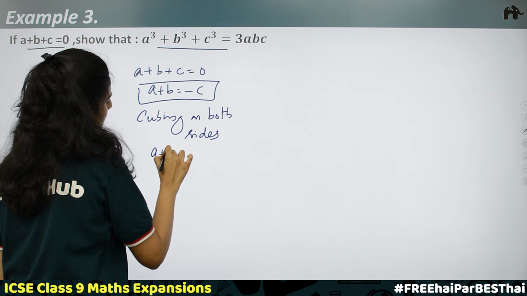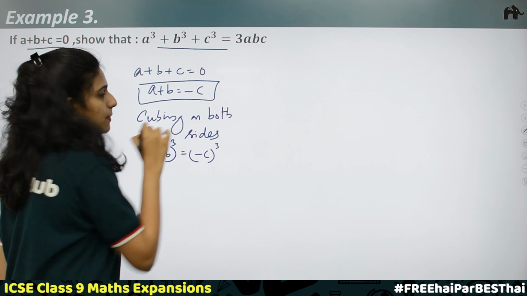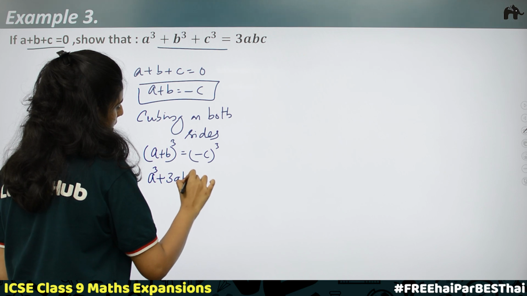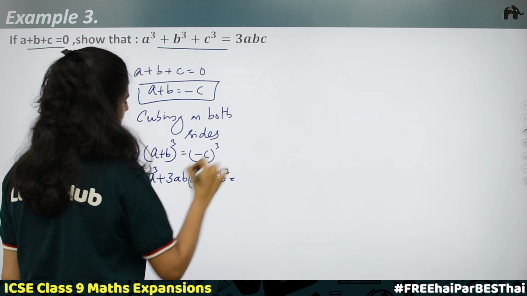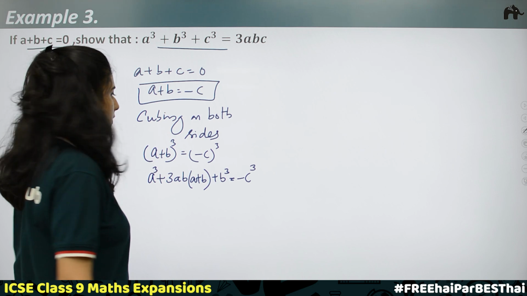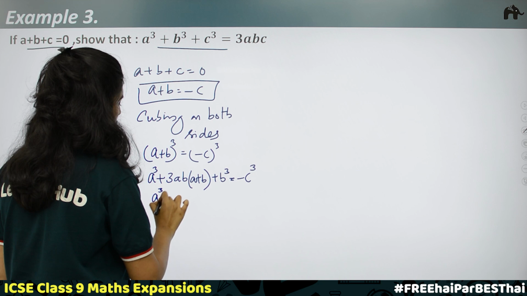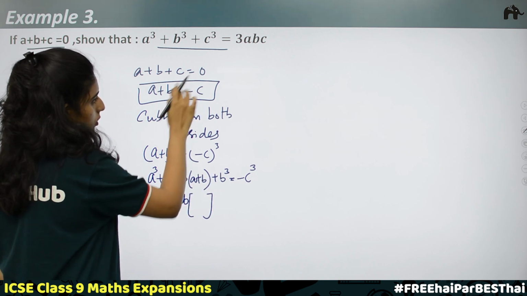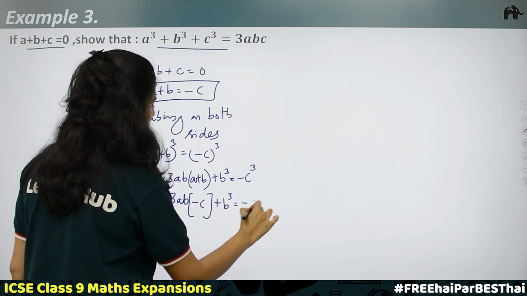What do we get? (a plus b) whole cube is equal to minus c cube. What is (a plus b) whole cube? A cube plus 3ab into (a plus b) plus b cube is equal to minus c cube. Okay, we have a plus b is equal to minus c. Substituting a cube plus 3ab into (a plus b), in place of a plus b, we are going to put minus c. Minus c plus b cube is equal to minus c cube.